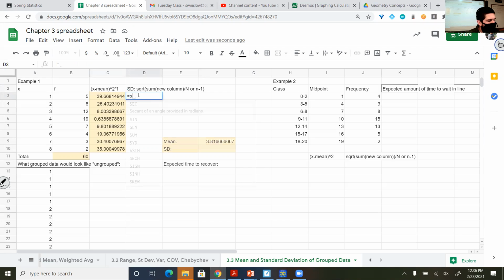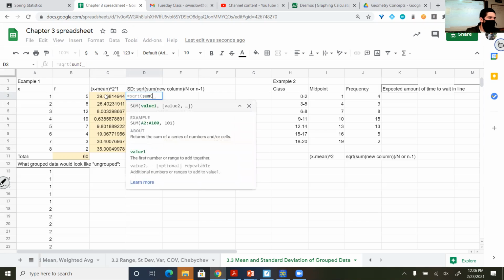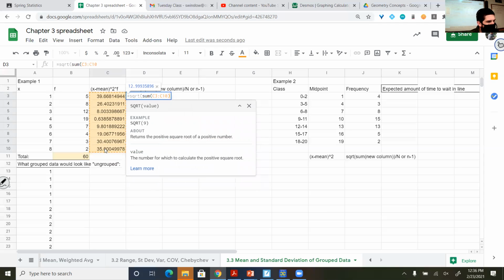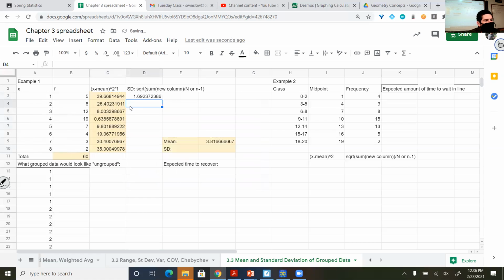And I'm going to go ahead and do equals the square root of the sum of this entire column, close the parenthesis, and divide by one less than my sample size. Now, a common mistake is that people look at this and say, all right, it's 7, but it's not, because our total is 60 football players, so it would be 59. And so I am getting 1.69.